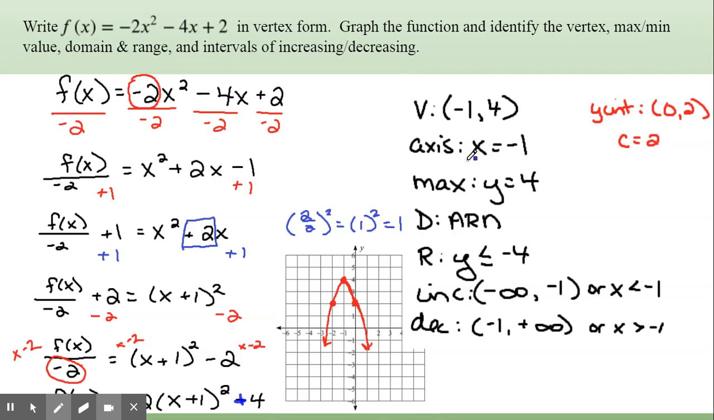It's increasing on the left-hand side. It's going up first. Then it decreases. It goes down. So it's increasing from -infinity to -1. Remember, you go by your axis of symmetry. And then it decreases on the other side. So it decreases from -1 to +infinity. You can also see it as x is less than -1 for increasing and x is greater than -1 for decreasing. Okay, so you might see that every now and then.